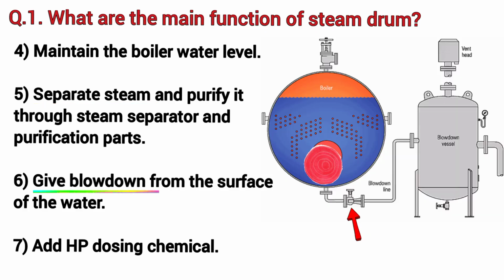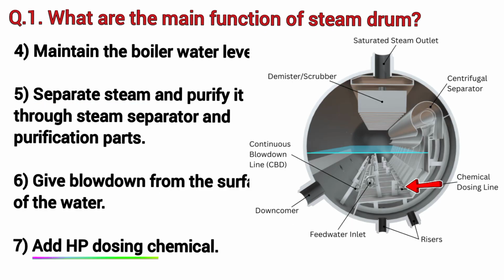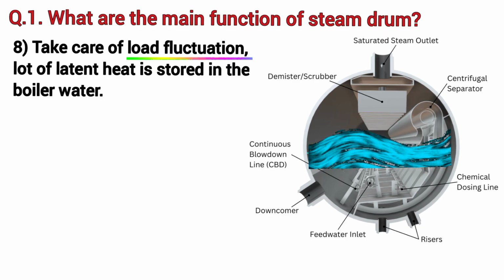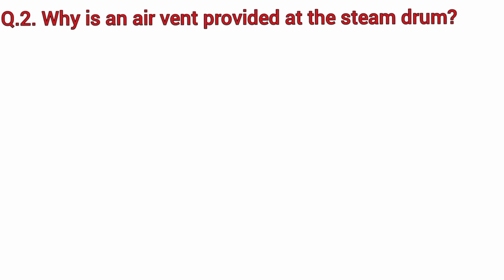Give blowdown from the surface of the water. Add HP dosing chemical. Take care of load fluctuation, as a lot of latent heat is stored in the boiler water. Why is an air vent provided at the steam drum?